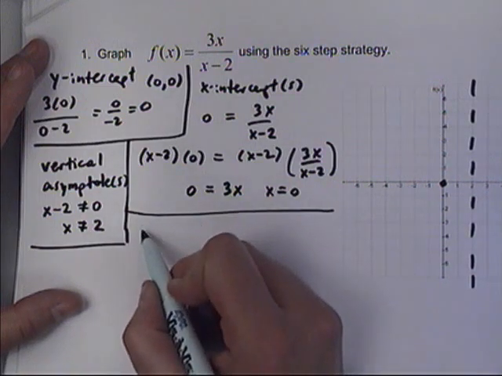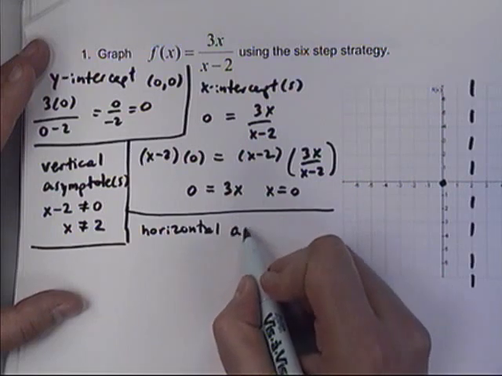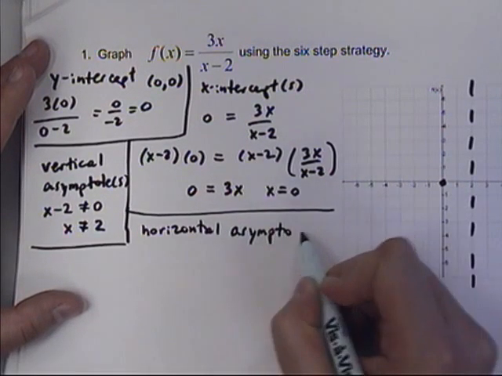Horizontal asymptotes fall into one of 3 categories. Again, we learned this on a previous lesson day.